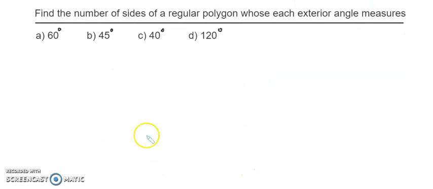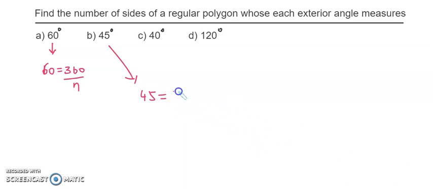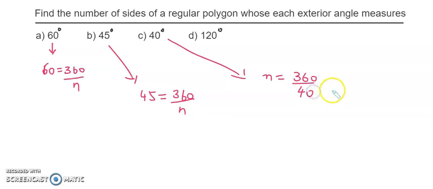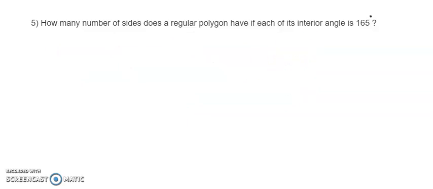Similarly, I've taken three questions to find that. In each case, this is the measure of the exterior angle. So you have to do 60 is equal to 360 by n. For this also, you'll say 45 equals 360 by n. So if I want to say the direct answer, n is equal to 360 by 45, and you get your answer. Similarly, this also, n is equal to 360 by 120. Hope this is clear. Let's take the next type of question.